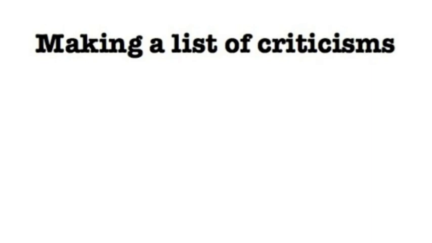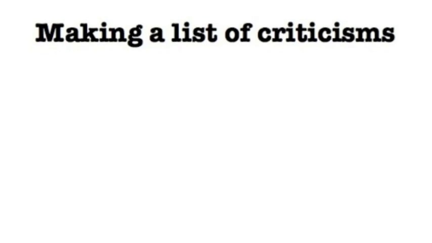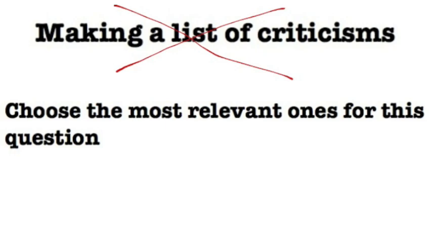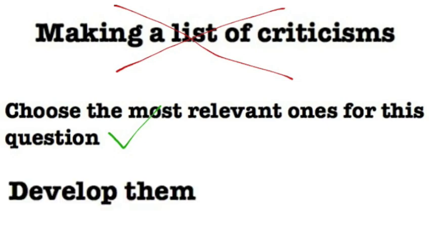Another thing is to make a random list of criticisms that is not particularly relevant to the question. Sometimes the evaluation of studies reads like a bullet point list. You really need to pick the most relevant ones for the question, and you really need to develop them. You're better off with 2 really good, really thoughtful, really relevant criticisms than with a whole list of mindless, empty bullet points.